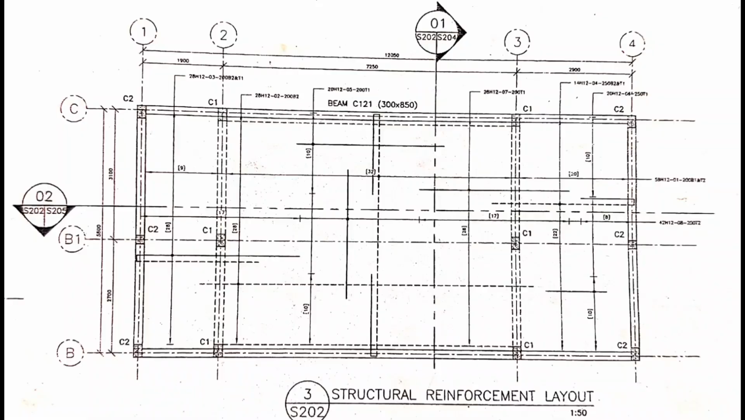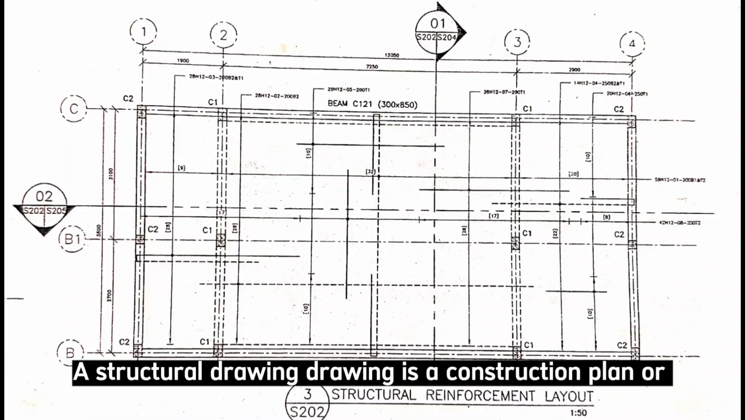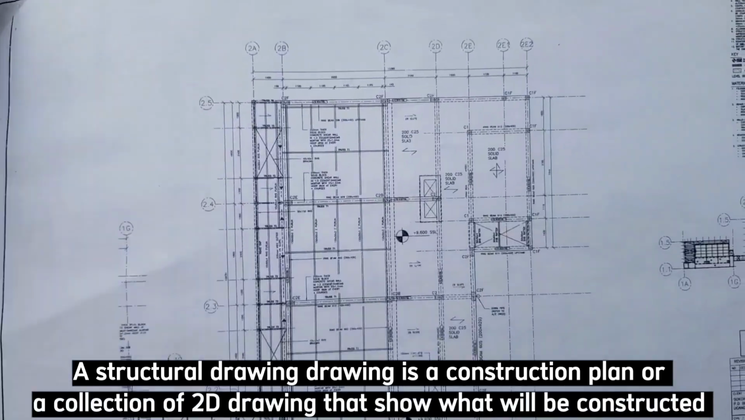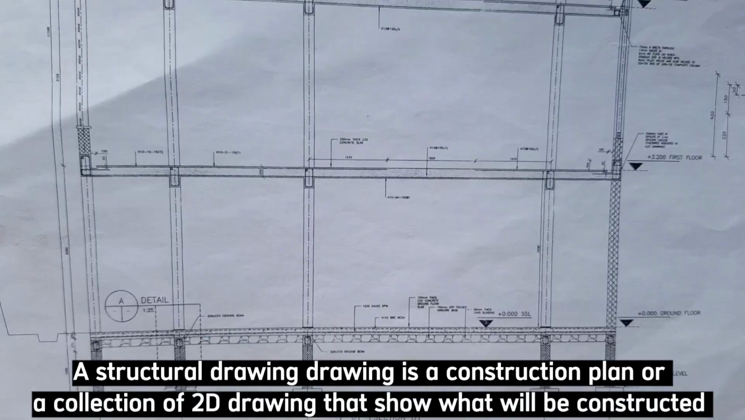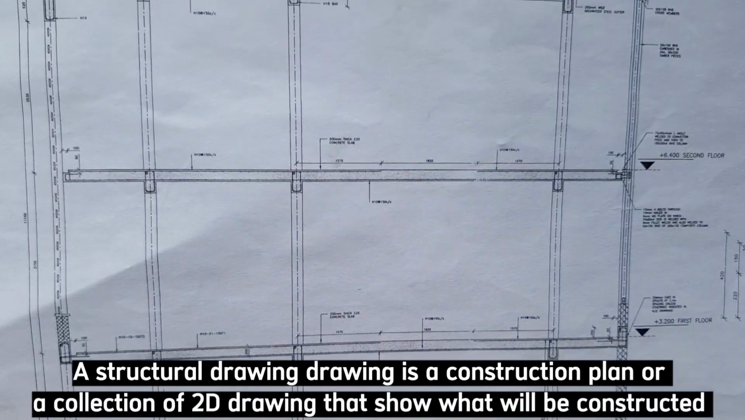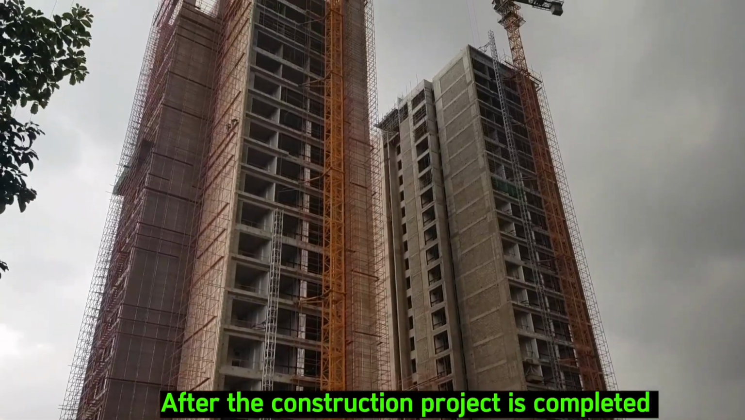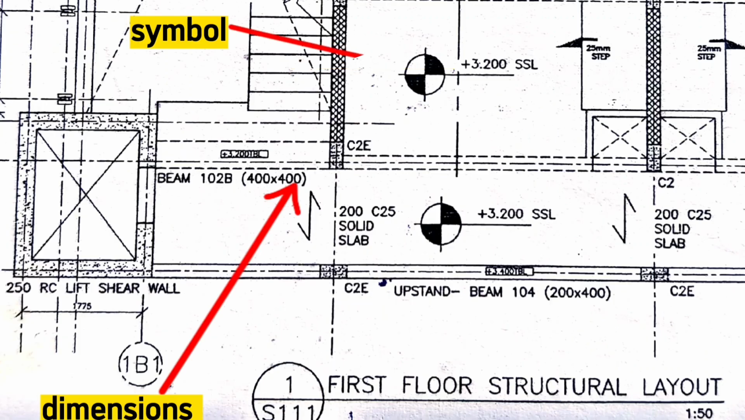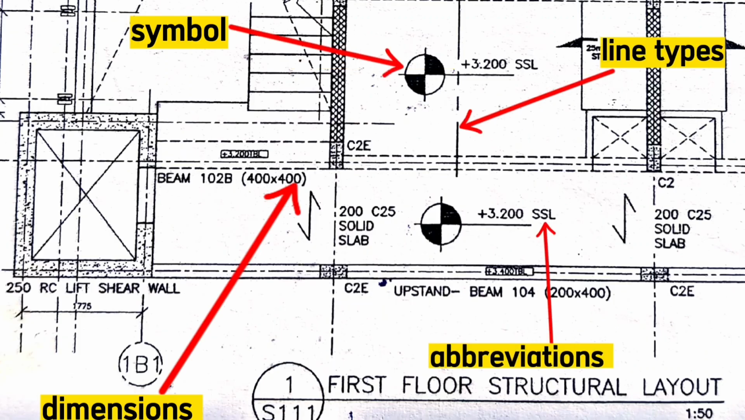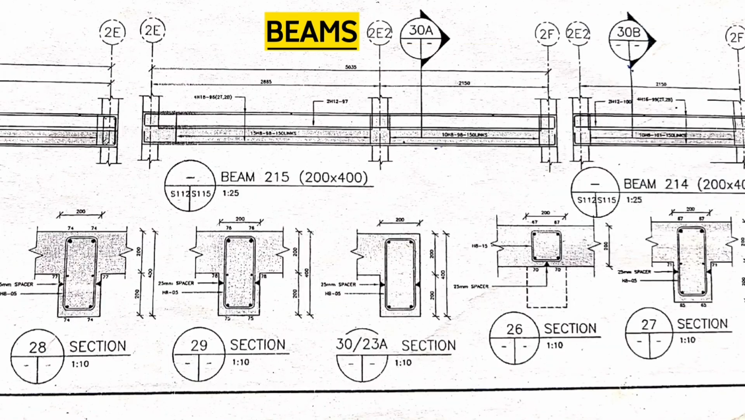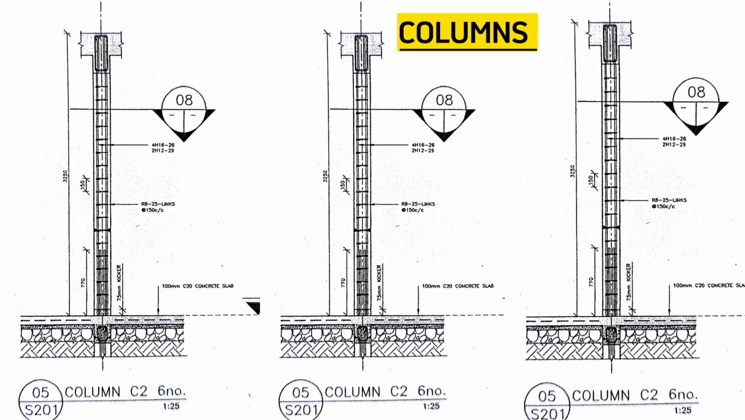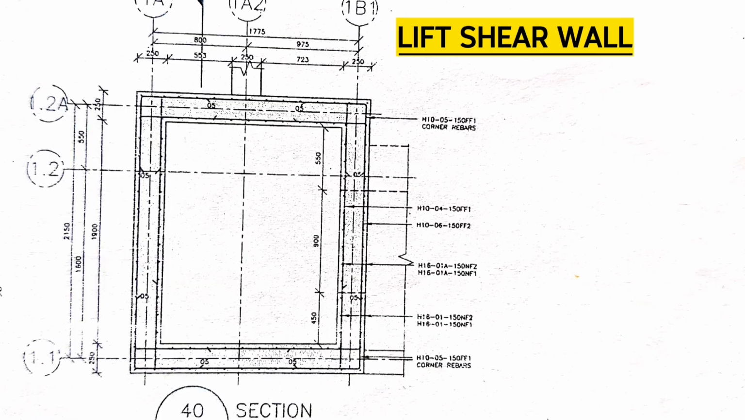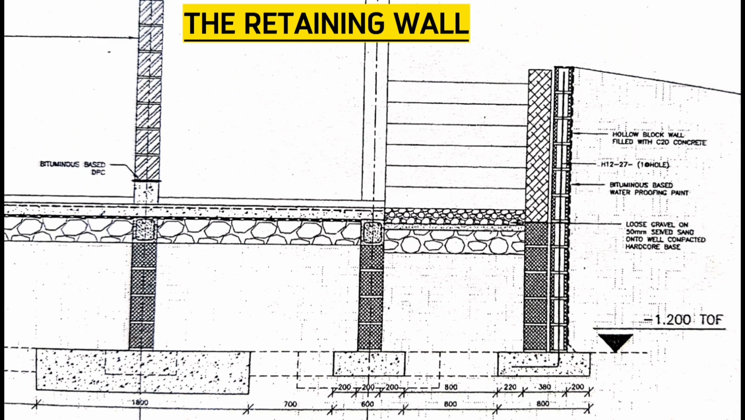So this is a structured drawing. It is a construction plan or a collection of two-dimensional drawings or blueprints that show what will be constructed and how it will look like after the construction project is completed. It contains information in form of dimensions, symbols, abbreviations, line types, the foundation, beams, slabs, columns, the lift shear wall, the retaining wall, among others.